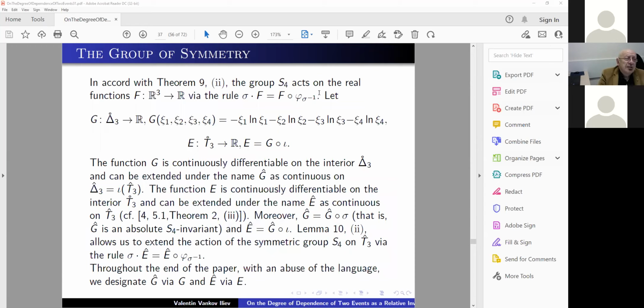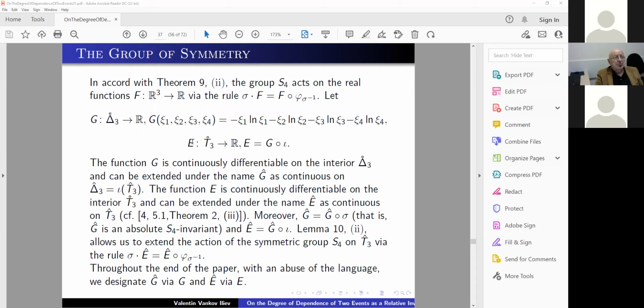And now, using the anti-monomorphism from the previous theorem, the group S4 acts on the real functions on R3 via the rule sigma dot f is f circle phi sigma inverse. And we consider the following function on the interior of the three-dimensional simplex delta 3. It is defined using the formula for the entropy, and then after composing with the iota, you get our entropy function E capital.